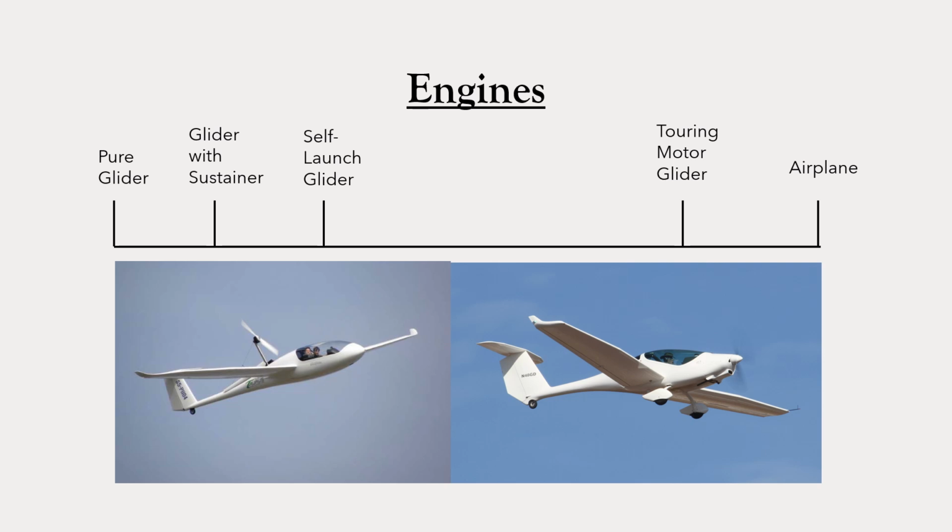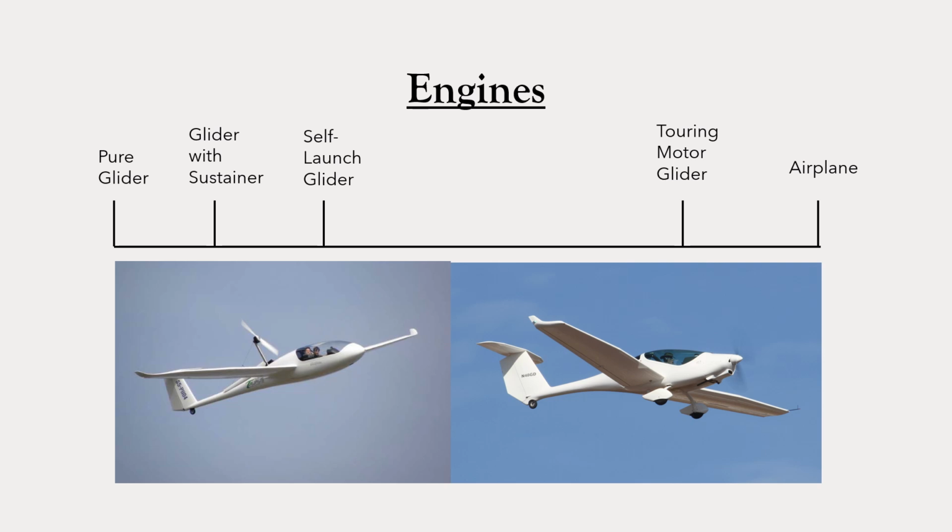A self-launch glider has a similar configuration to the sustainer setup, except the engine is a little more powerful and it's capable of taking off from a runway by itself without any tow plane and climbing. So that's a more self-contained situation.